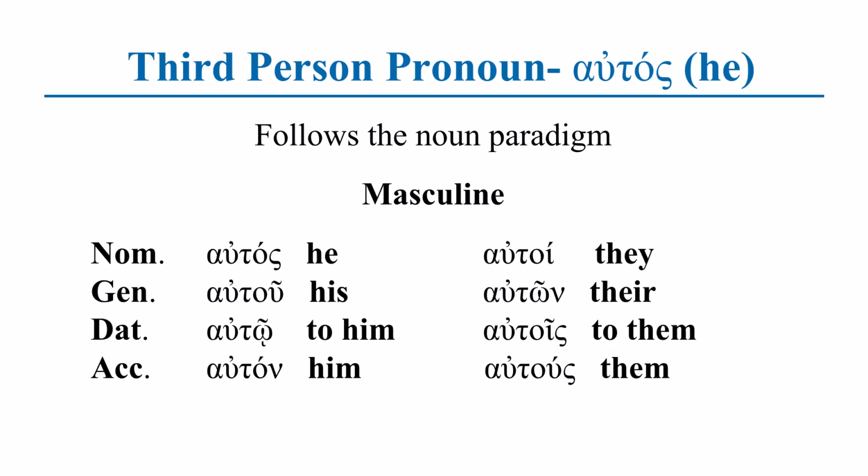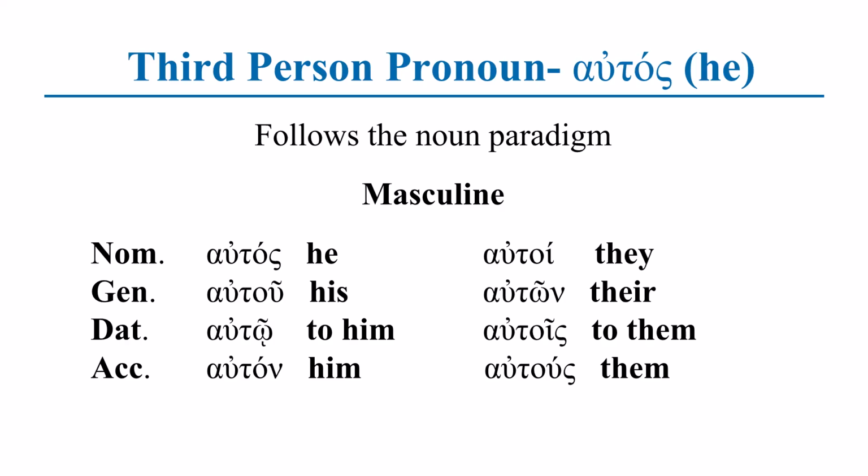So let's look at the third person pronoun. So far I've looked at the first person pronoun and the second person pronoun, and now we're looking at the third person pronoun. An important thing to know is that the third person pronoun follows the noun paradigm. And the third person pronoun is built from autos, meaning he. Now the third person pronoun has three genders. It can be masculine, neuter, or feminine. So in short, there's a paradigm for masculine, there's a paradigm for neuter, there's a paradigm for feminine.